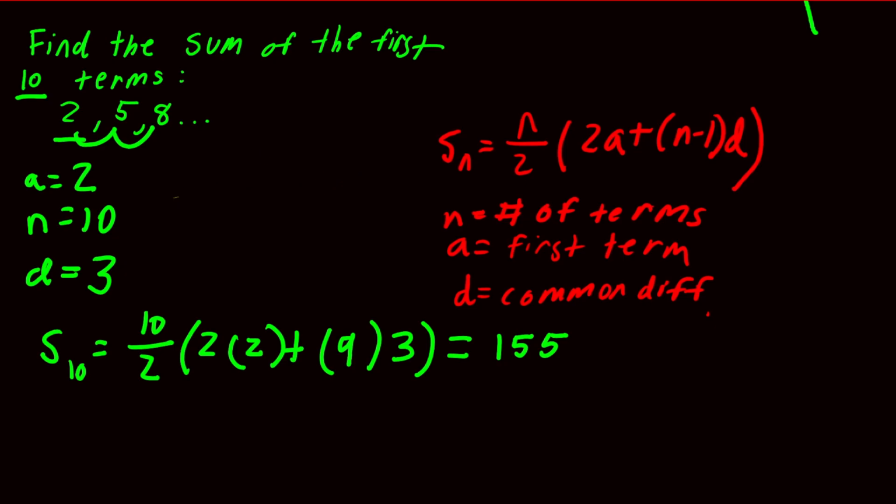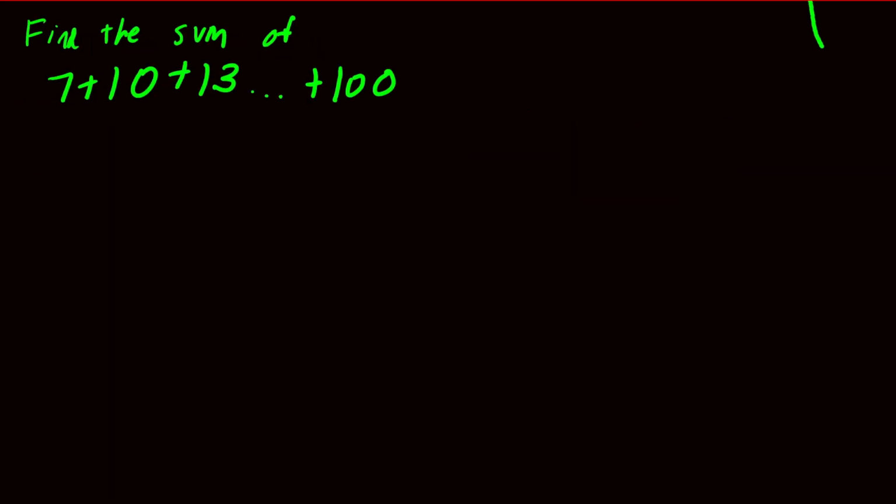All right, so now let's move on to our second example. Find the sum of 7 plus 10 plus 13 dot dot dot plus 100. Well, this is an arithmetic series because the difference is constant, right? The difference is 10 minus 7, which is 3, which would be the same as 13 minus 10, and so on. So, here's the annoying part though. They gave us the last term, but they didn't give us how many terms there are. So first we have to find n.